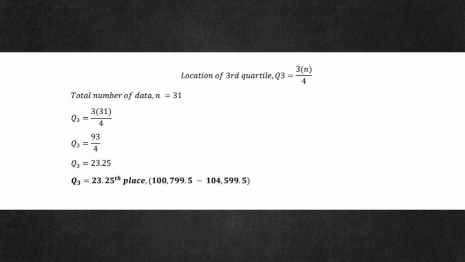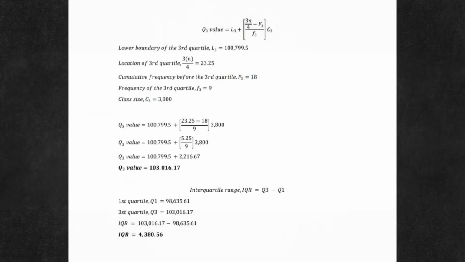And then we will find that the location of the third quartile is equal to 23.25 place. Then we need to find the third quartile value using the formula as follows. After we calculate, we found that the lower boundary of the third quartile is equal to 1799.5. The location of the third quartile is 23.25.